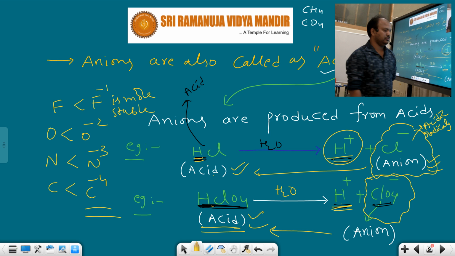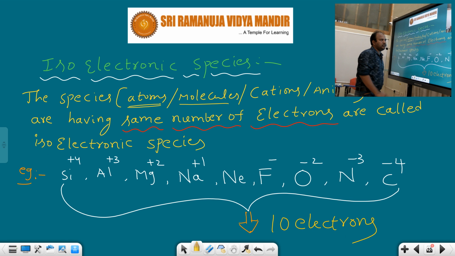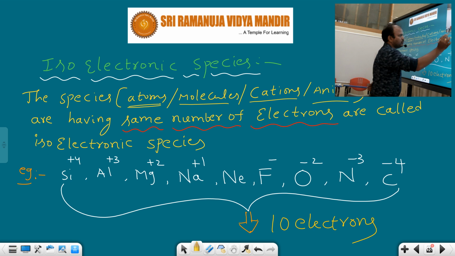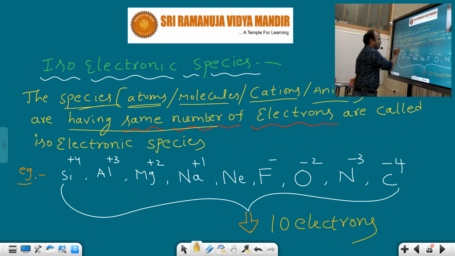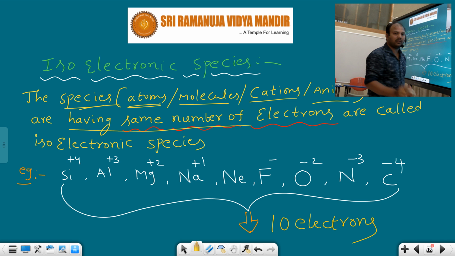Now, isoelectronic species. How can we understand what species means? Species is nothing but atoms, molecules, cations or anions, whatever it may be. First of all, you have to understand species: either an atom, molecule, element, compound, positive ion or negative ion, that means cation or anion. Those are called species.